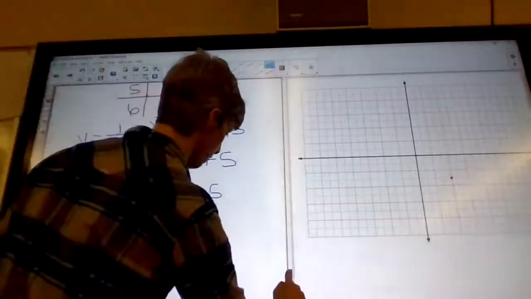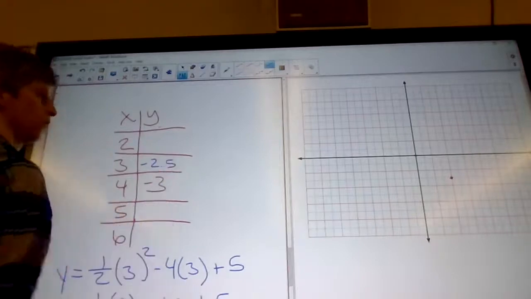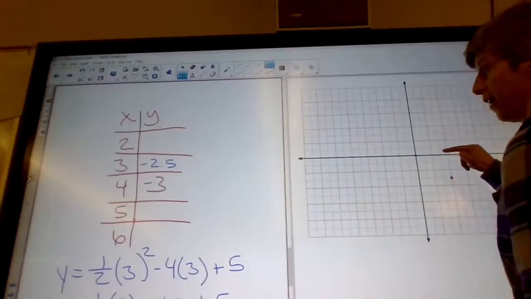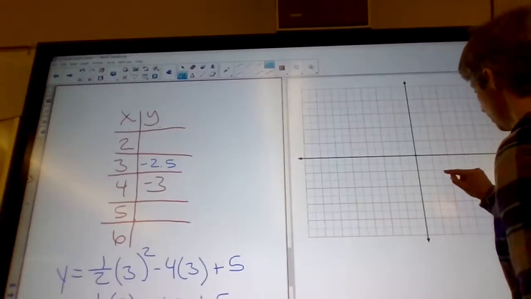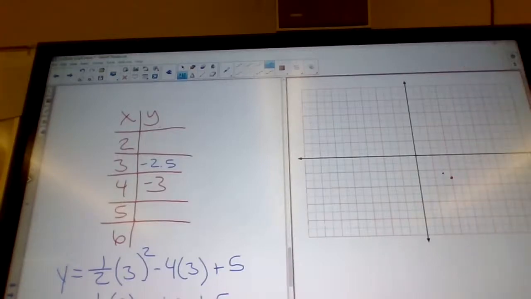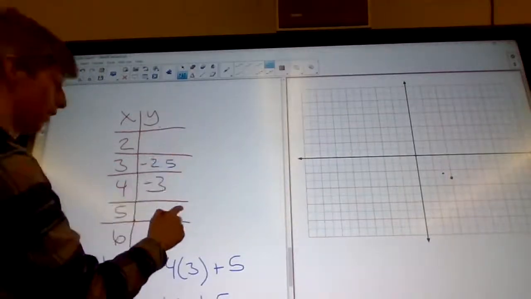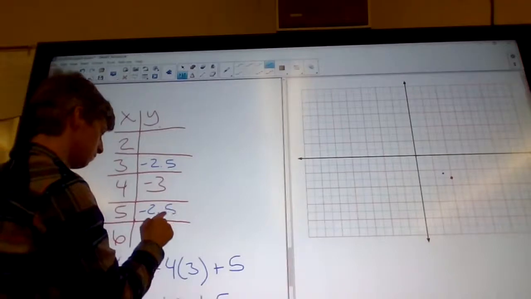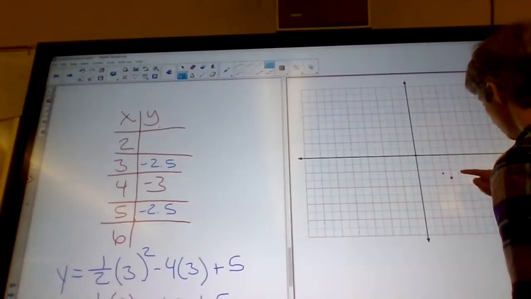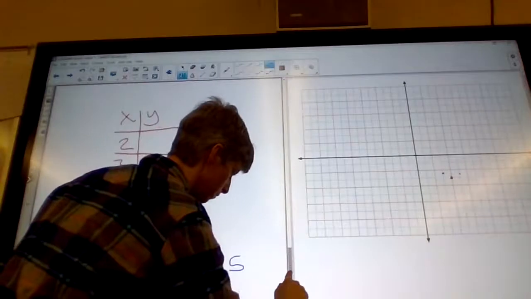So if I come back up here, and I just put in a 3, so this is going to be -2.5. So when I graph that, I'm going to go over to 3, 1, 2, 3, and down 2.5. So that's 1, 2, and in the middle. Okay. So what does that mean 5 should be? Should 5 be a -2.5 also? Yes, it should. So 1, 2, 3, 4, 5 should also be in the middle. So now I need to put in a 2 or a 6.